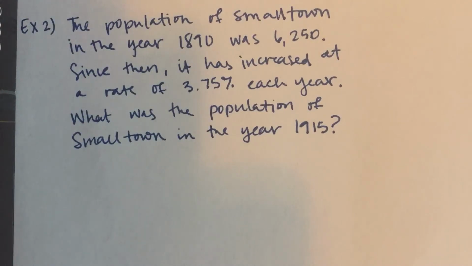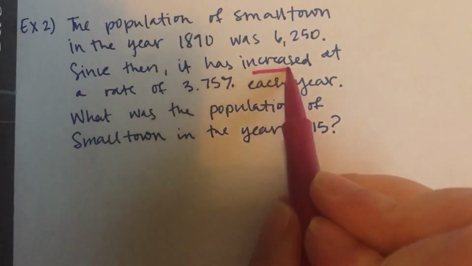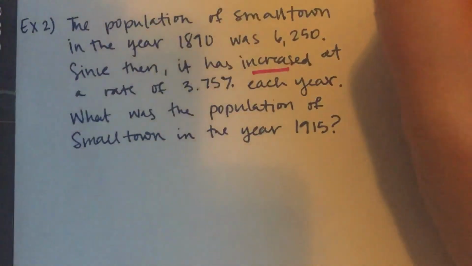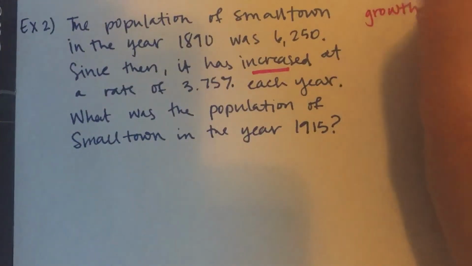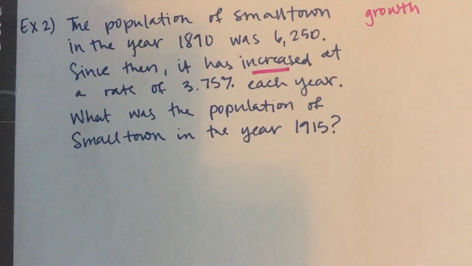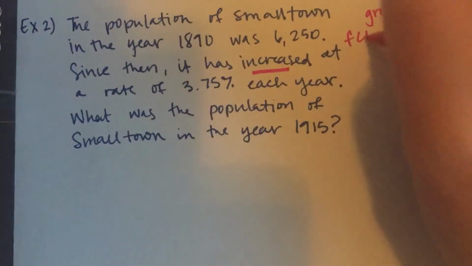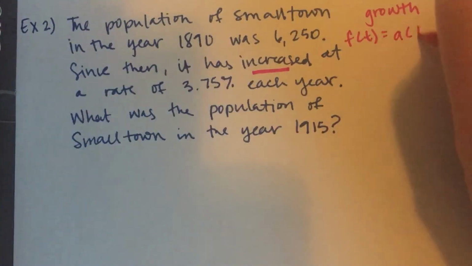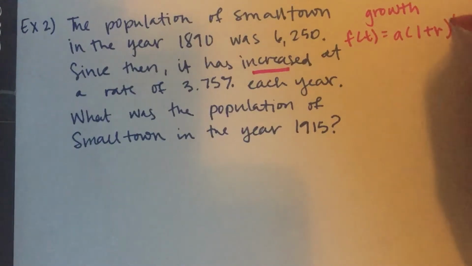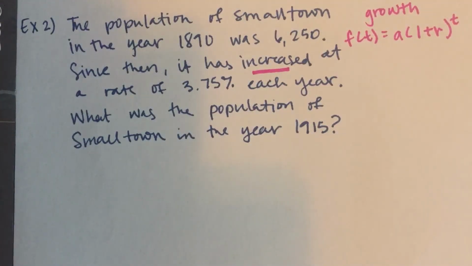And since I see this word increased, that clues me into the fact that we are now talking about exponential growth. And when we talk exponential growth, that tells us that our formula is f of t equals a times 1 plus r to the t power, where a is your initial value and r is your rate. So after we've identified if we're talking growth or decay, we want to be able to write this function. So we need to figure out our initial value and also our rate.